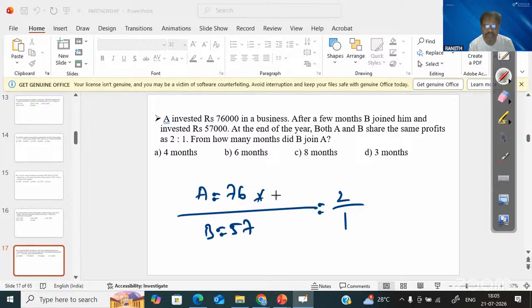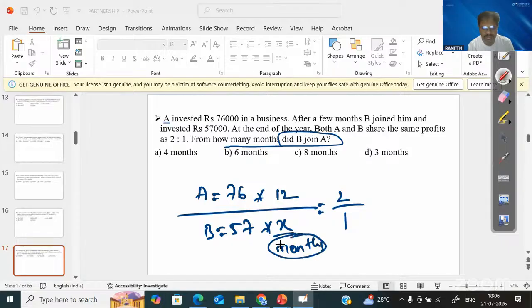A will be 12 months. B will be some X months in the business. I am not finding from how many months B joined A, so I am taking X months in the business. Cancelling: 19 fours are, 19 threes are, 3 ones are 3, 3 fours are, 2 ones are 2, 2 twos are 4, where X is equal to a total of 8 months. So B is in the business for a total of 8 months.